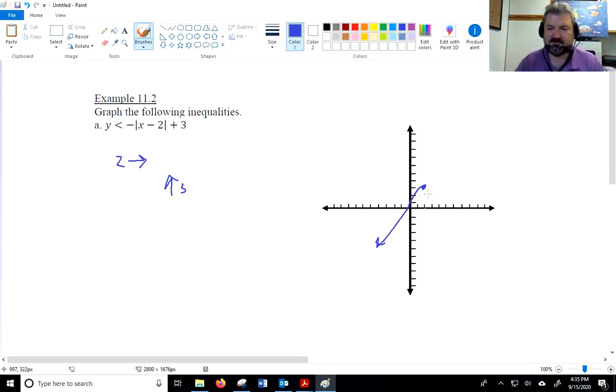Oh, and that should be dotted. Oh, I can come back and dot it. There we go. Grabbing the old eraser. Dot, dot, dot, dot, dot.